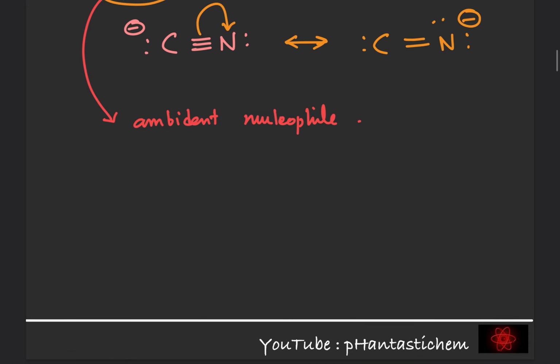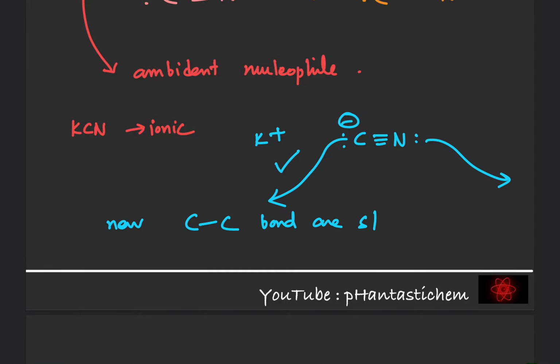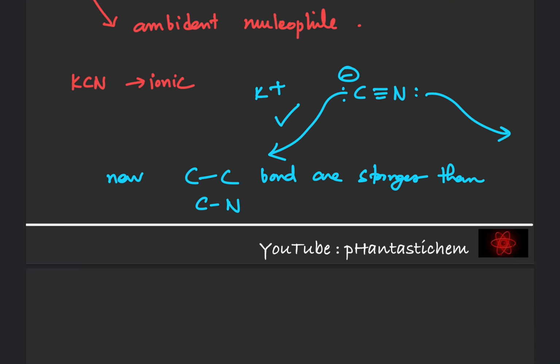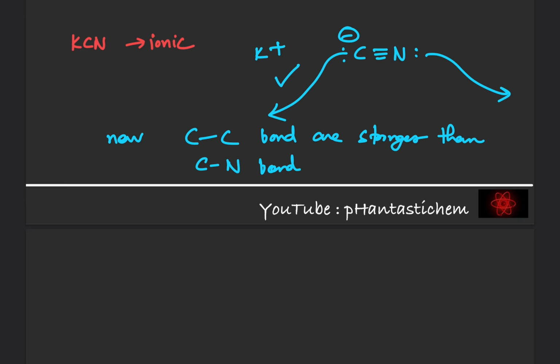Okay, so KCN is ionic in nature, so therefore it splits into K plus and C triple bond N minus, CN minus basically. Okay, so the reaction can occur through C or N. Okay, but it occurs through C because the new C-C bonds are stronger than the C-N bond. Okay, so therefore we get alkyl cyanides as the major product.